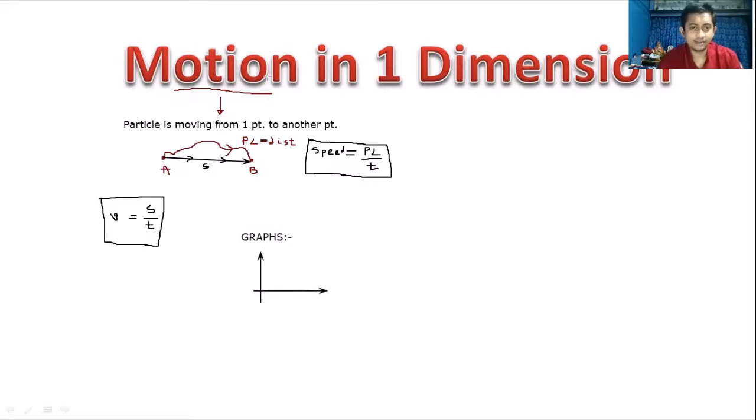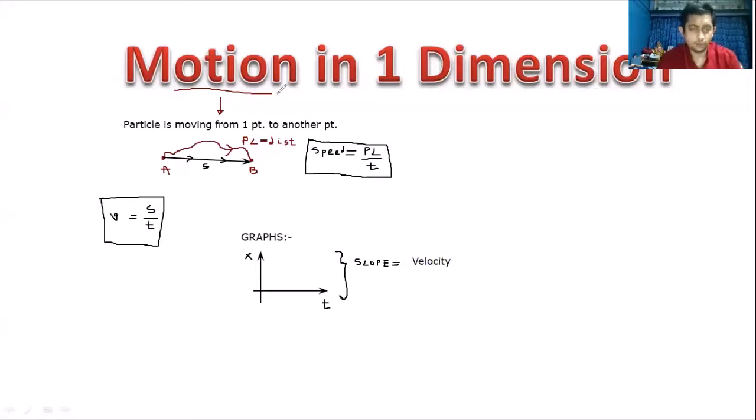Then the graph that we get is called an xt graph, where the y-axis is displacement and the x-axis is time. This is an xt graph. Dear students, remember that in this xt graph, whatever slope you will get, slope of the graph, for an xt graph, that slope, students, indicates the velocity of the particle. Slope of xt graph indicates velocity.